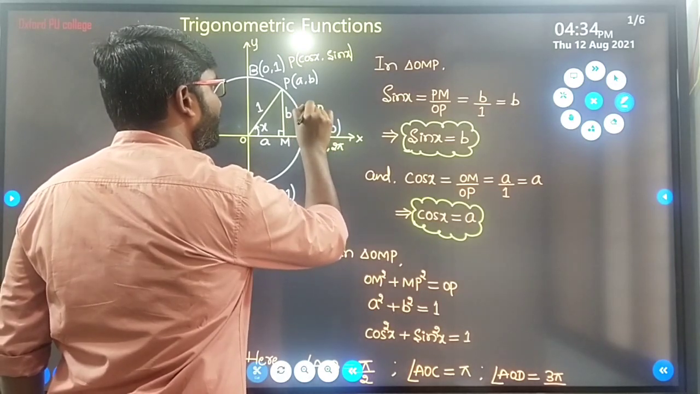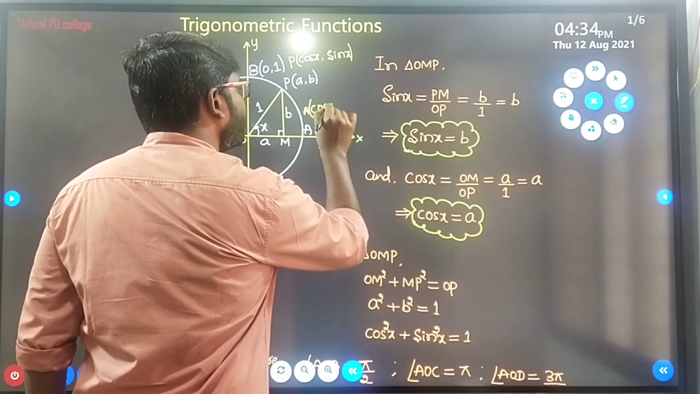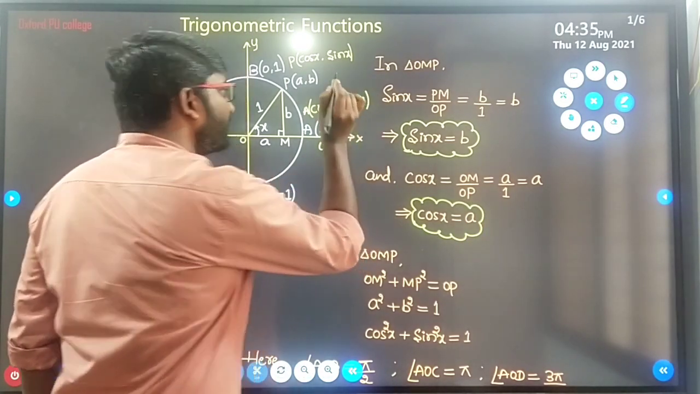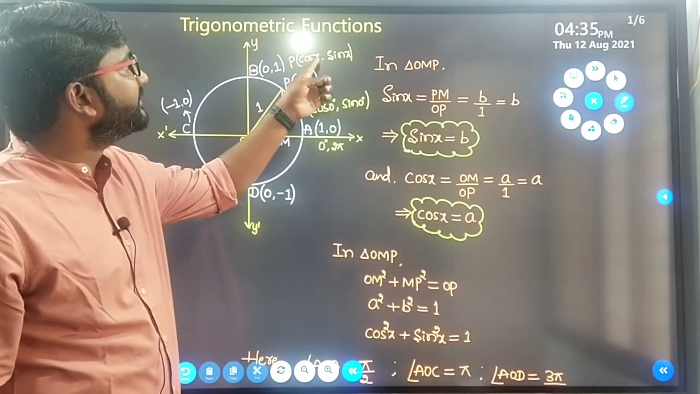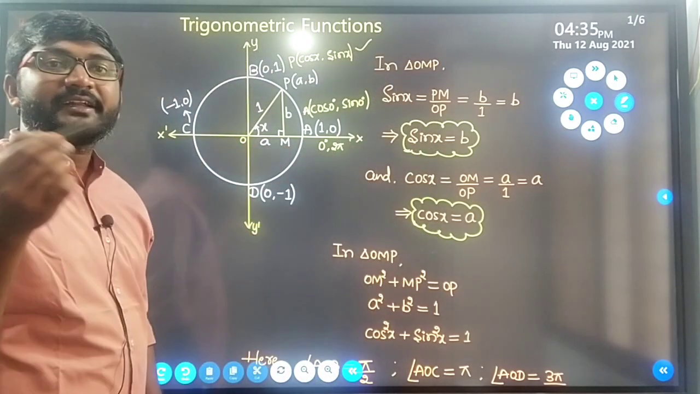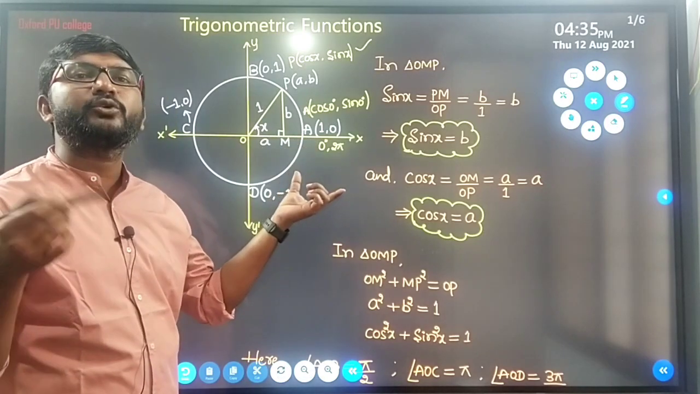So what is this point now? The coordinates of A are going to be cos 0 degree comma sin 0 degree. Are you able to understand what the general point was? The general point was P of cos x comma sin x. So this is the general point. Now you are at the 0 degree, you are on the x-axis. That means it will be either 0 degree or 2 pi radian.